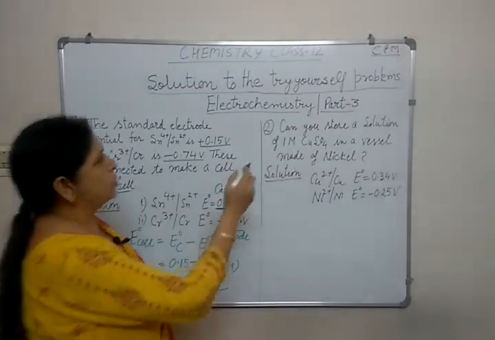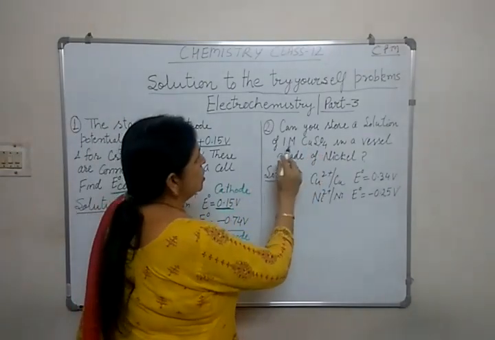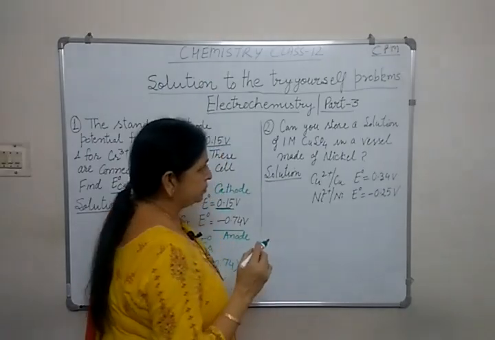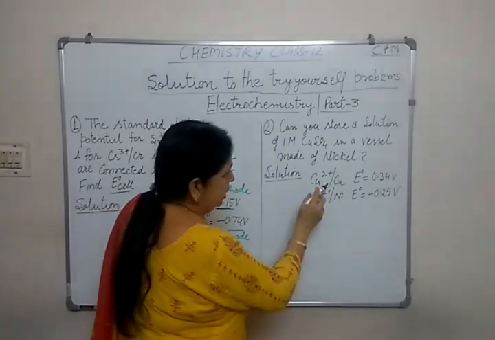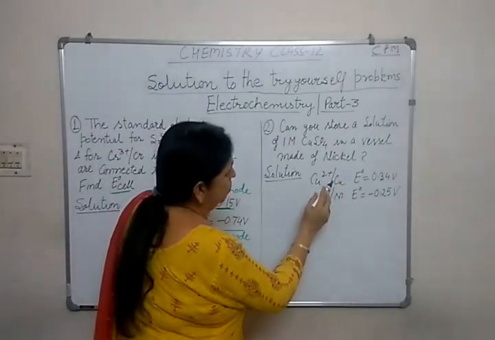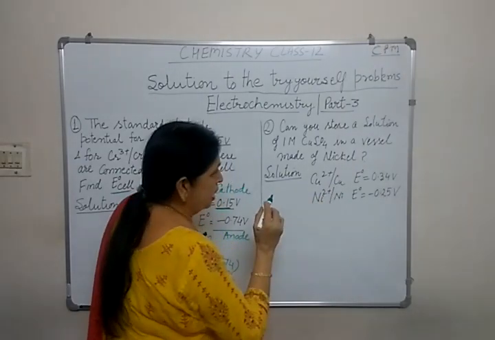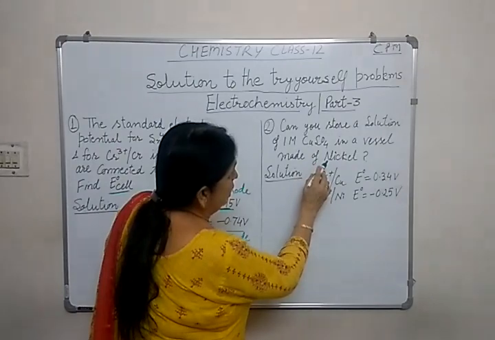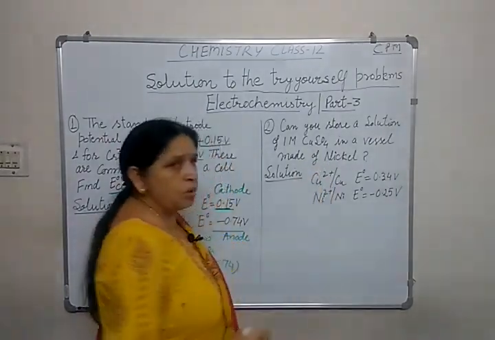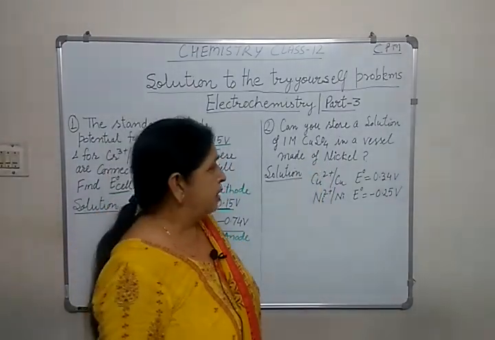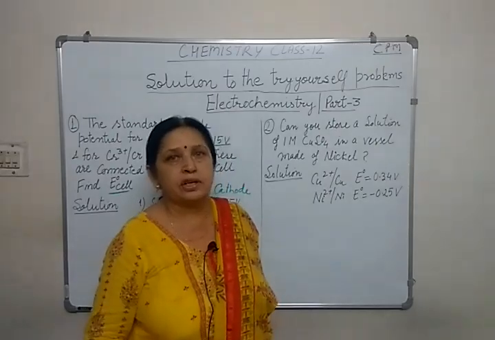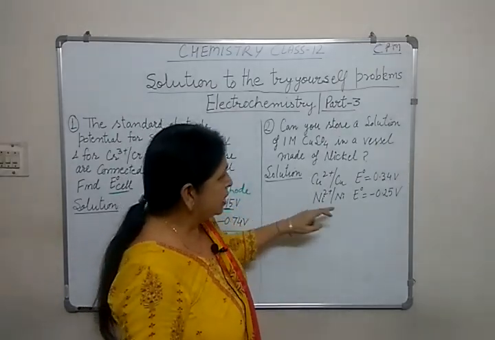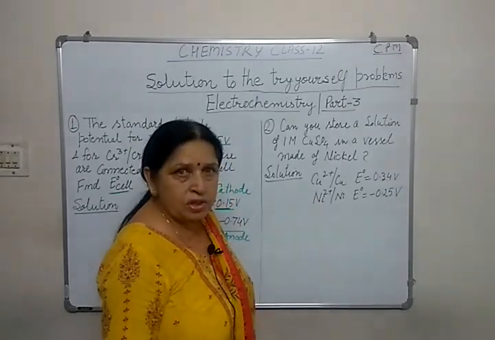Let us go to the second question. Can you store a solution of 1 M CuSO4 in a vessel made of nickel? These are the standard reduction potentials of copper and nickel. When we store copper sulfate in a vessel, the vessel in which the solution has to be stored should have higher reduction potential. Otherwise, in presence of these ions, this vessel will undergo oxidation.